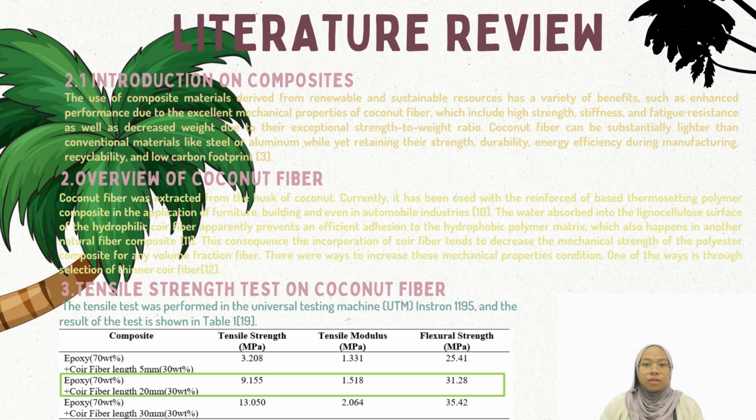Lastly, for the tensile strength test on coconut fiber, the tensile test was performed in the Universal Testing Machine, UTM, in 1995, and the result of the test is shown in Table 1 by Biswas 2010. As highlighted on the table, for coir fiber length 20 mm, tensile strength is 9.2 MPa, tensile modulus 1.5 MPa, and flexural strength 31.3 MPa.